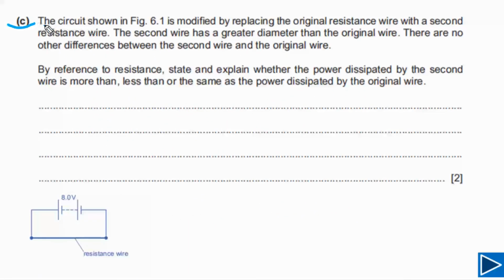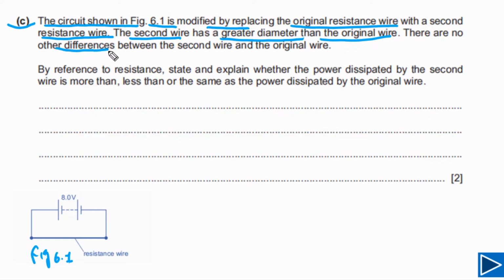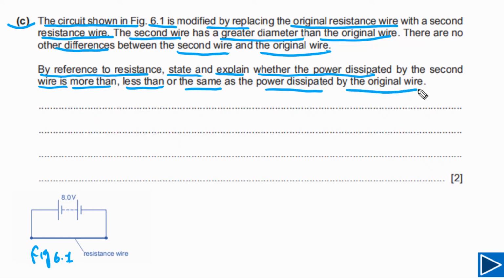For part C, it is given to us that the circuit shown in figure 6.1 is modified by replacing the original resistance wire with a second resistance wire. This is figure 6.1. The second wire has a greater diameter than the original wire. There are no other differences between the second wire and the original wire. By reference to resistance, we need to state and explain whether the power dissipated by the second wire is more than, less than, or the same as the power dissipated by the original wire.